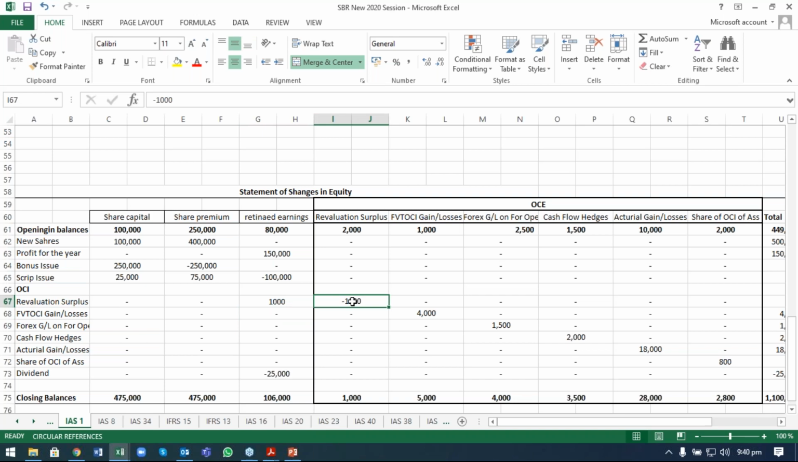Are you getting the point? This data will never appear within the income statement. That should be directly deducted from other components of equity section, and it's moved to the retained earnings section.